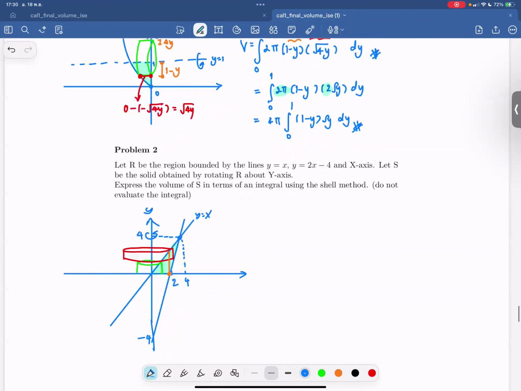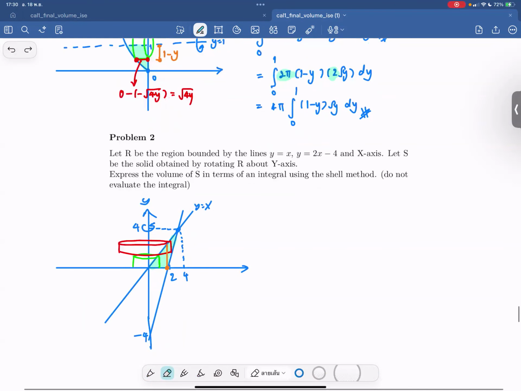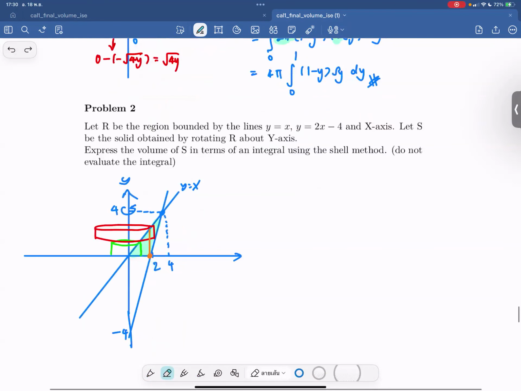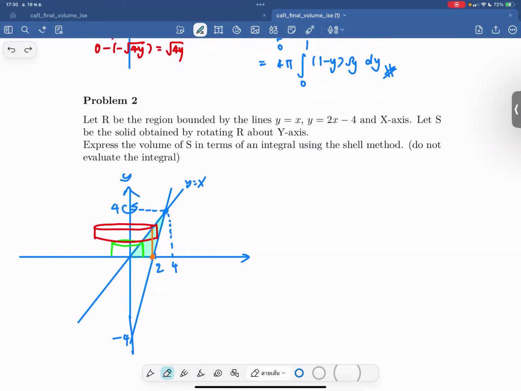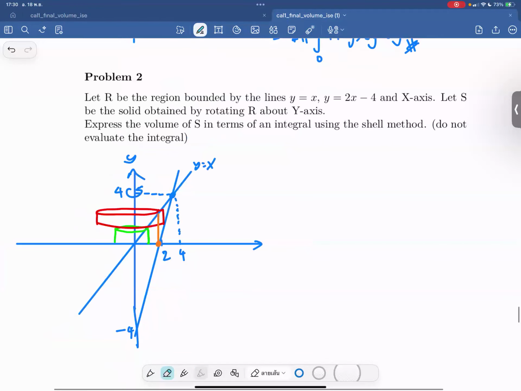So for the first integral, you have to use the function y equal to x as a height, which is different from the second integral. Let me change the color a little bit: the purple one and then the pink one.